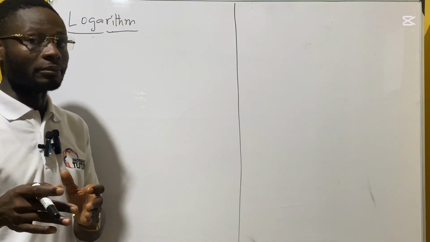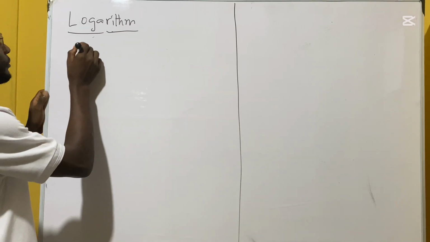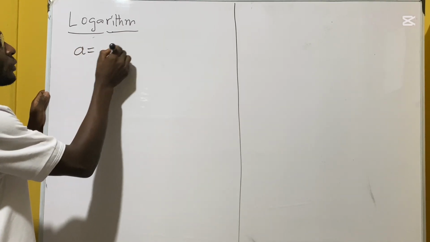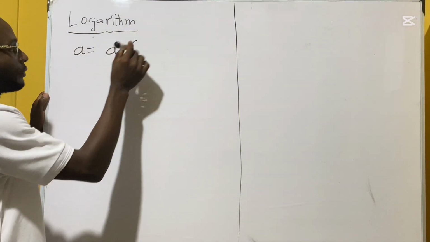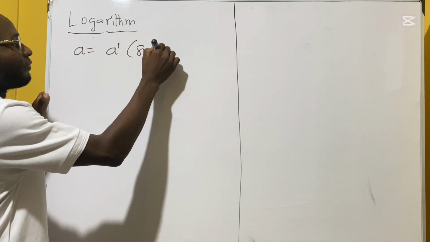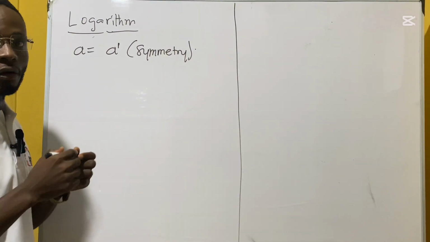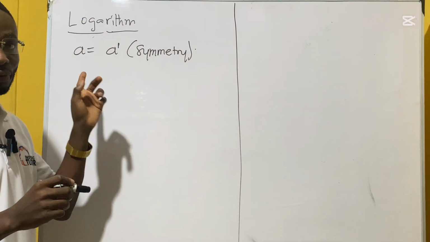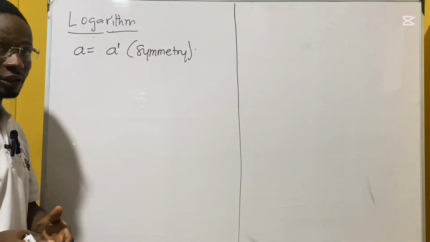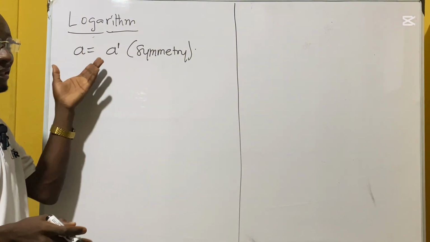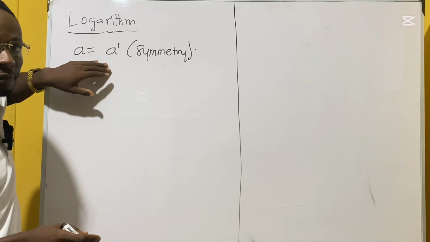basics of logarithm, right? So you know that by symmetry, a is equal to a exponent 1, right? And that is by the law of symmetry, which is obtained from the real number system. That is a basic logic, right? So this is a basic logic. Let's move on. So we have a equals a exponent 1.